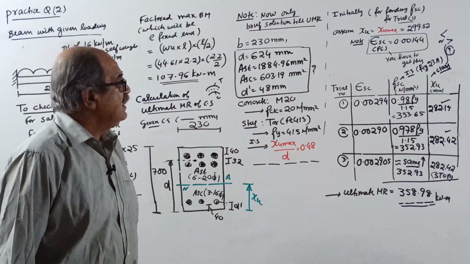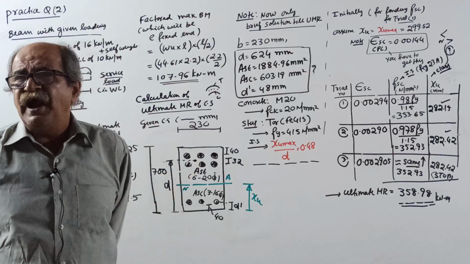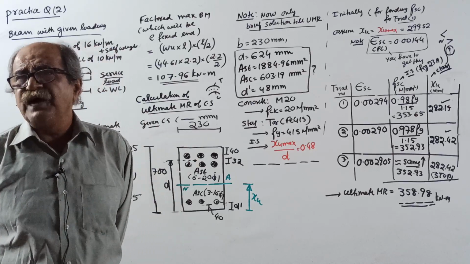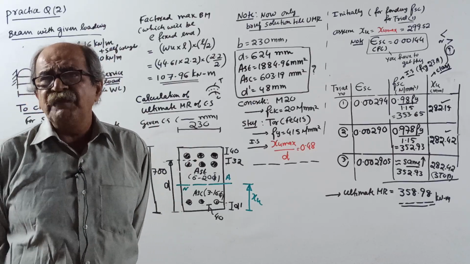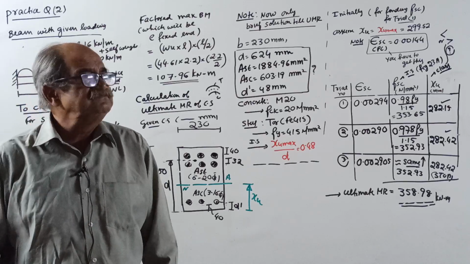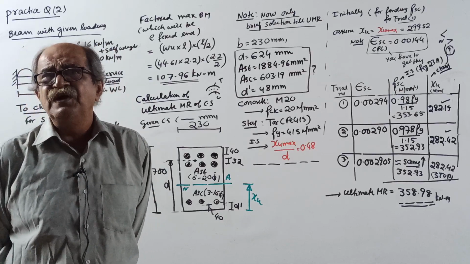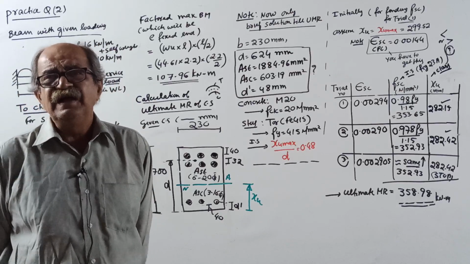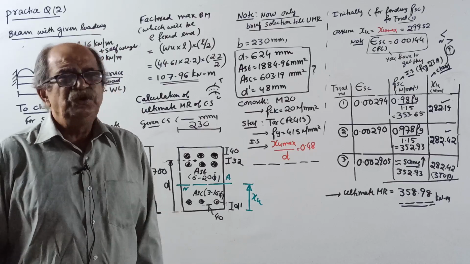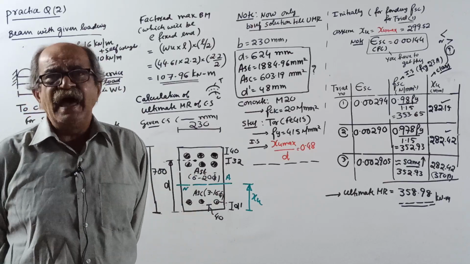Today also same thing. Main purpose is to practice thoroughly how to find ultimate MR for a doubly reinforced section where trial and error procedure is required. Directly you cannot find it. Some people get it directly by some splitting of steel area. It is a wrong procedure. You have to perform trial and error. No other way than trial and error.